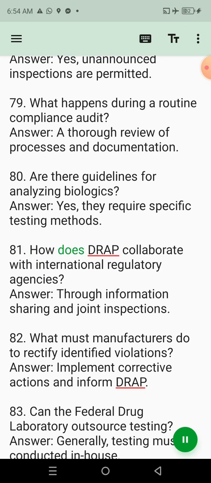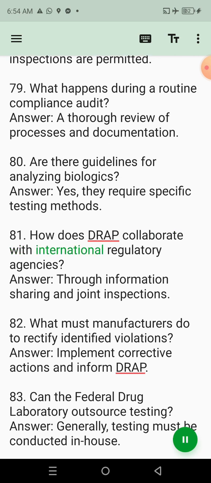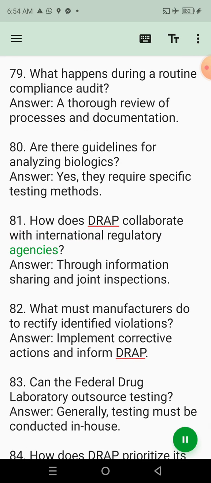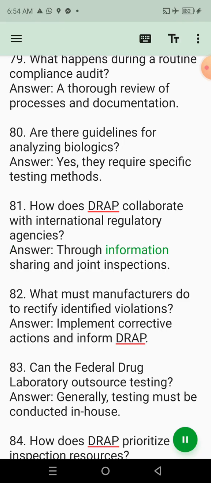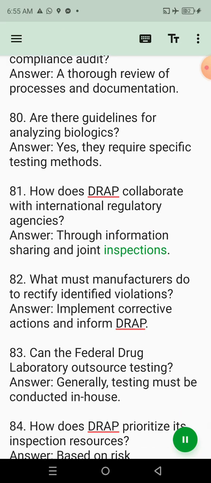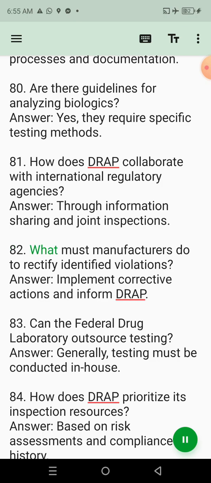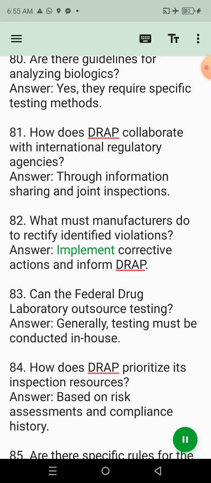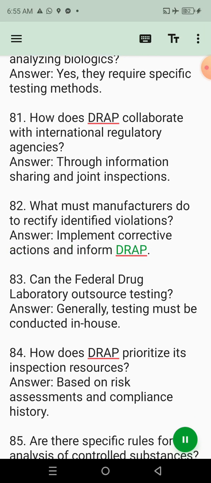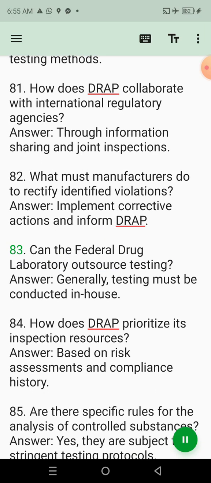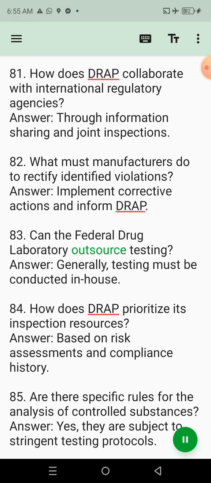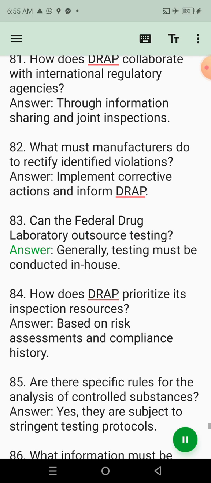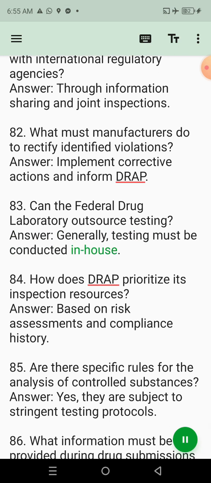81. How does DRAP collaborate with international regulatory agencies? Answer: through information sharing and joint inspections. 82. What must manufacturers do to rectify identified violations? Answer: implement corrective actions and inform DRAP. 83. Can the Federal Drug Laboratory outsource testing? Answer: generally, testing must be conducted in-house.